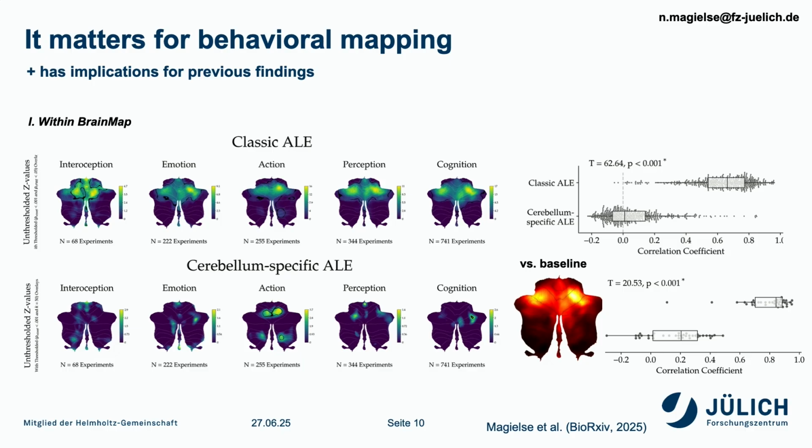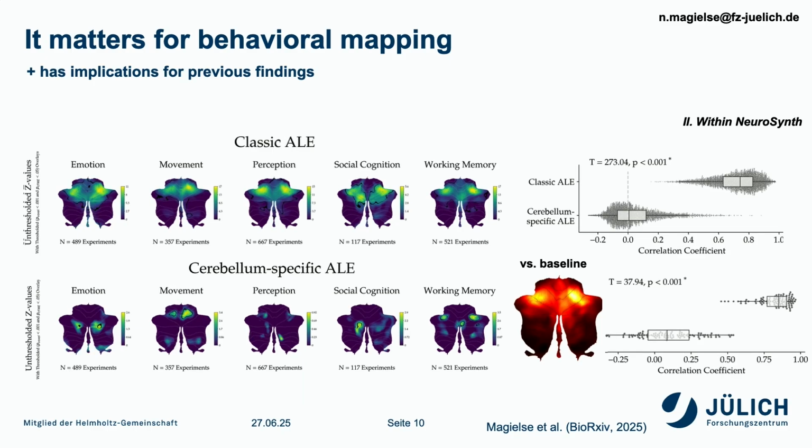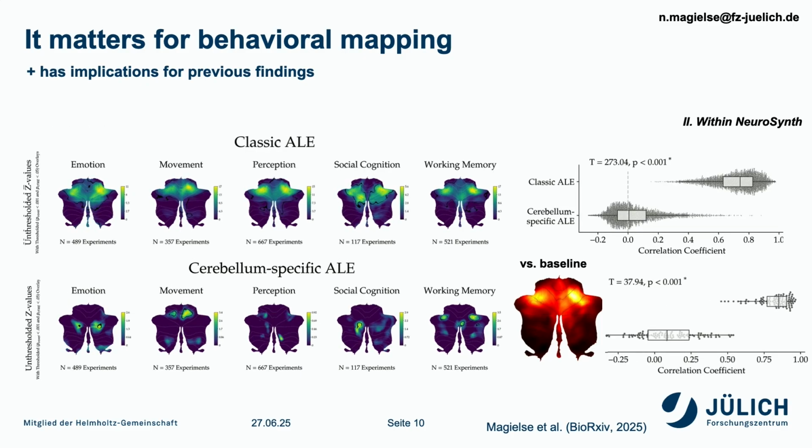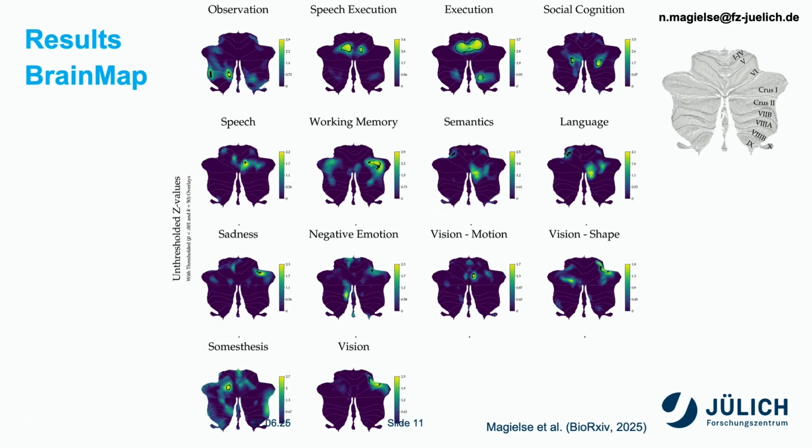And then you could also correlate them to the baseline and see a very similar thing. Classic ALE has a really high correlation with this baseline reporting rate. So they basically are the baseline reporting rate. And when you account for the bias, you don't see that anymore. And again, we repeated this in Neurosynth, and I'll just toggle back and forth, and you get an idea of how replicable this problem is.